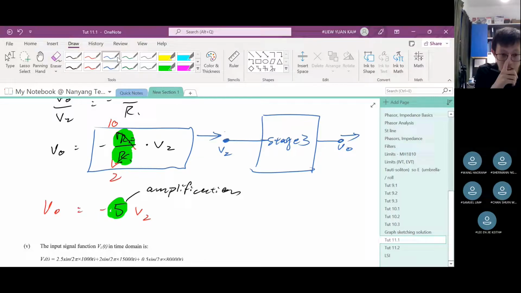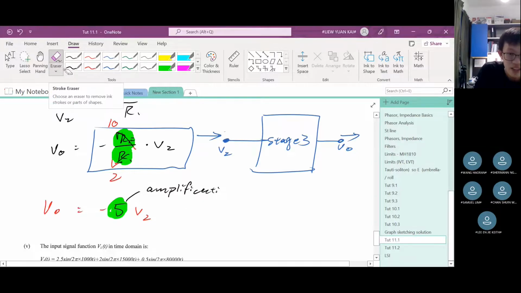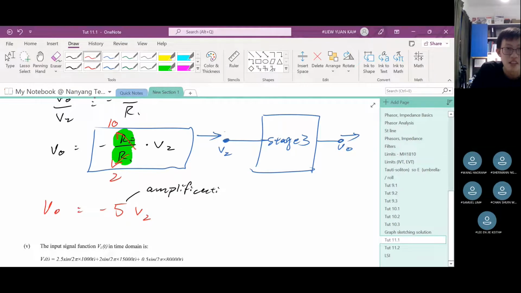Now, this time we cannot ignore the negative sign. So what does the negative sign tell us? The negative sign tells us that it will invert the input. Now, what does invert mean? Okay, let us say that V2 has a formula given by this. Okay, so let's say V2 is 1, the amplitude of 1, sine omega t.